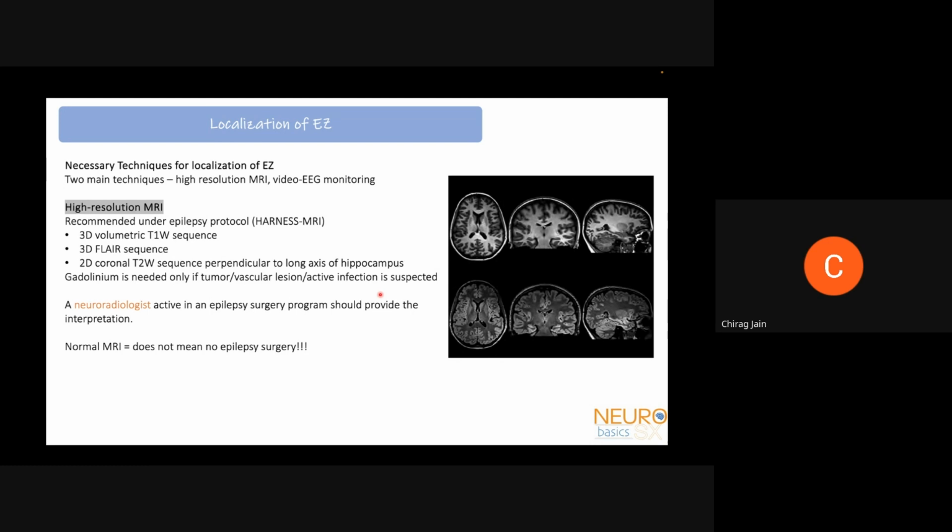But it is also important to remember that if the patient has a normal MRI, it does not mean that there's no role of epilepsy surgery. There are a lot of patients who have a normal or a negative MRI, or maybe some confounding factors on MRI, who can still go ahead and have epilepsy surgery.